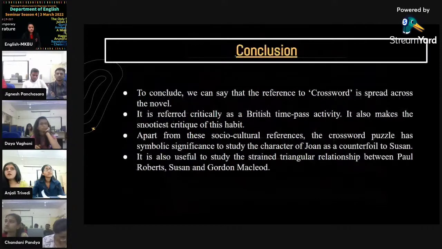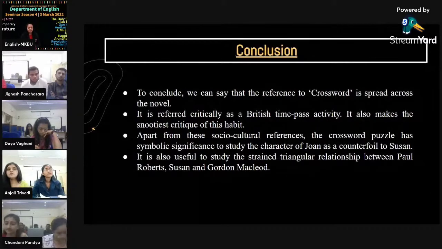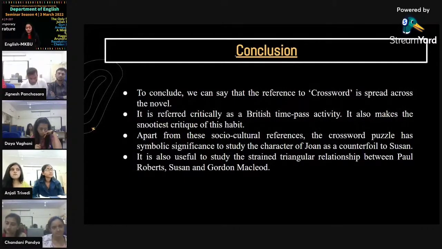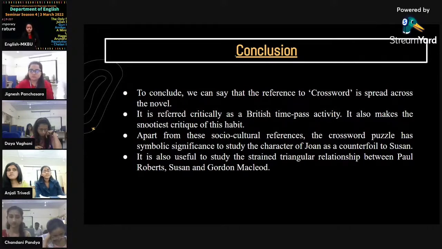To conclude, we can say that the reference to the crossword is spread across the novel. It is referred to critically as a British pastime, but actually it is not only that. It also makes a snootiest critique of the habit. Apart from these socio-cultural references, the crossword puzzle has symbolic significance to the study of the character of John as a counterfoil to Susan. That is why John needs to cheat at the crossword game. It is also useful to study the triangular relationship between Paul Roberts, Susan, and Gordon MacLeod.